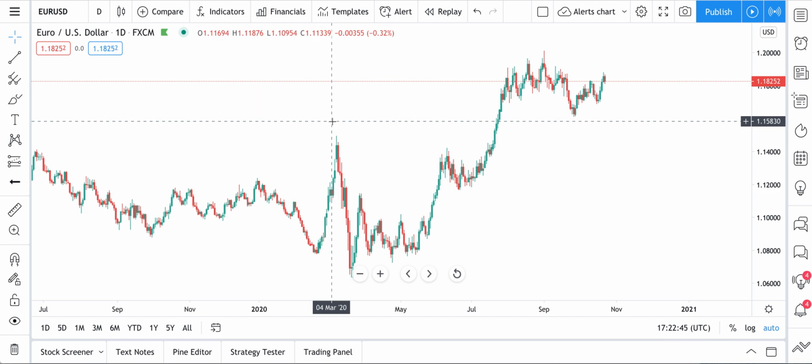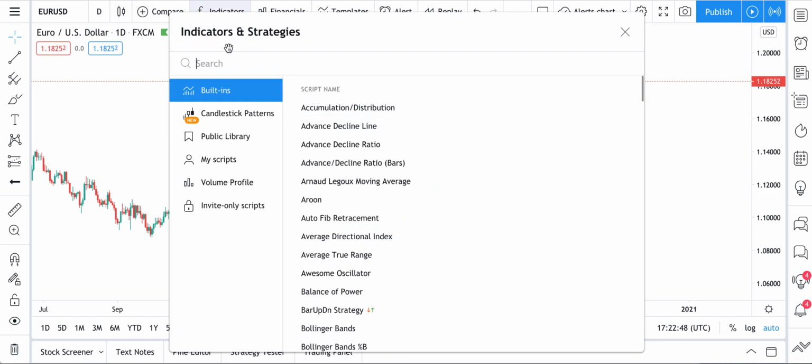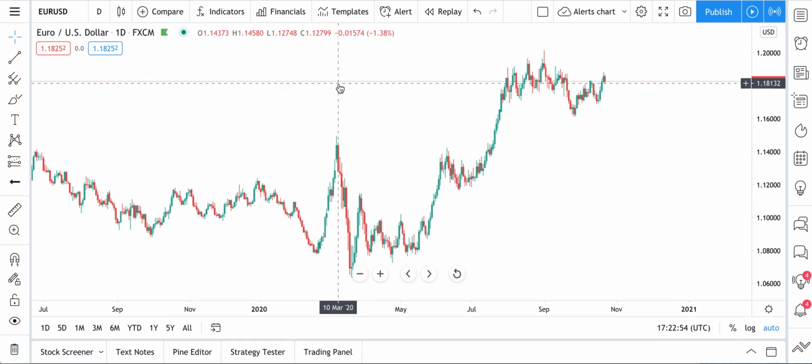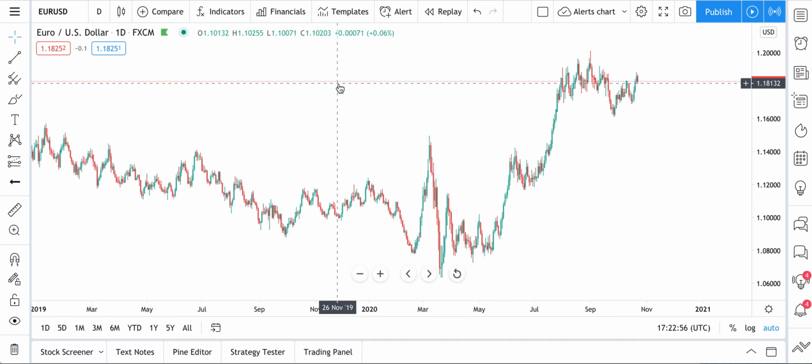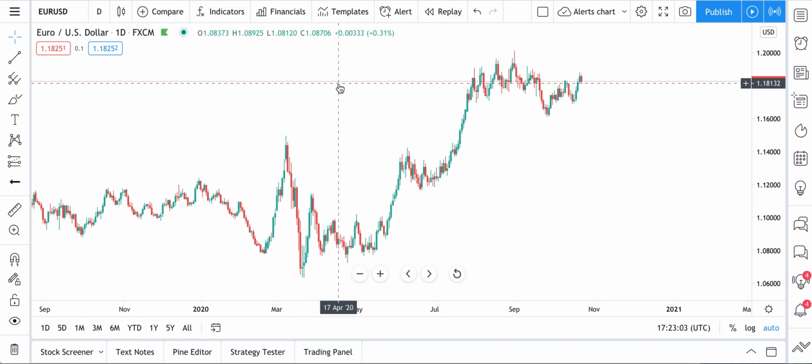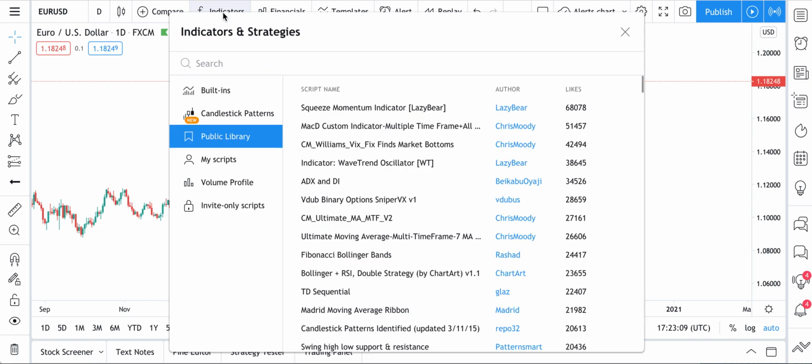Let's walk through indicators and strategies and how to add them to your chart, where to find them, and what they mean. So indicators and strategies are how you analyze price action, volatility, risk and reward, and just general market movement. Perhaps you're looking for the best setup, the best entry, or the best exit. Indicators and strategies can help you.